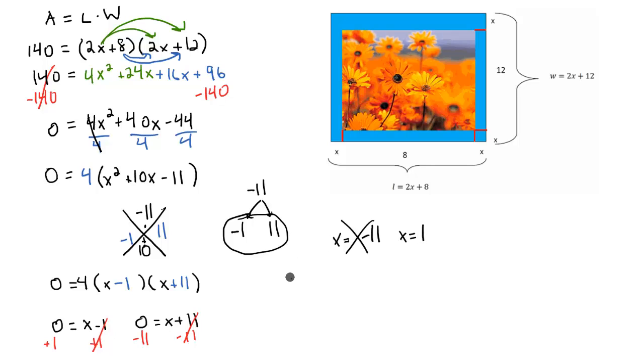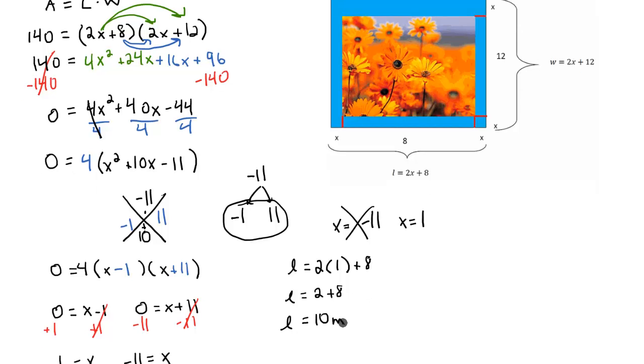So now for length, my length was 2 times x. Well, now my x we know is 1. I can plug that in, and I can solve for my length. So my length is going to be 2 times 1, which is 2, and then plus 8. So our final answer for length is going to be 10. And what unit was that? I believe that was meters.